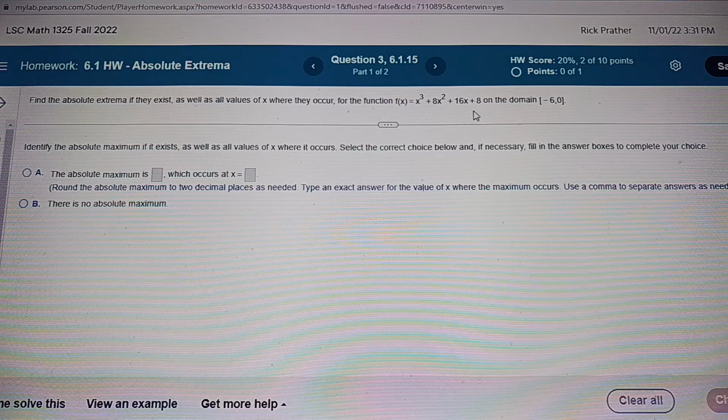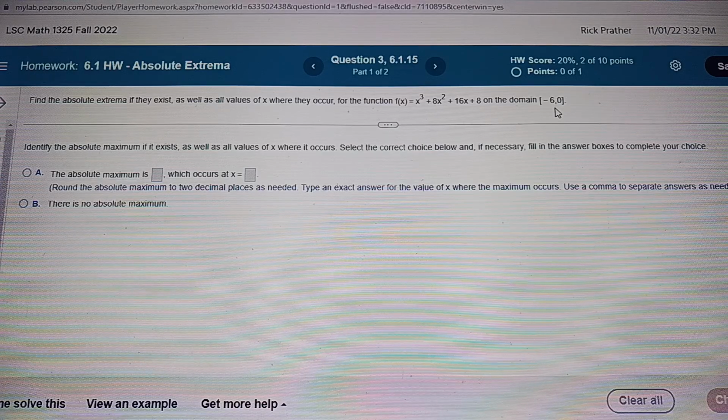I have a polynomial function. We know from algebra that polynomials are continuous and smooth curves everywhere. They don't have any domain issues. And we do have a closed interval given to us. So we're guaranteed to have one absolute maximum value and one absolute minimum value.